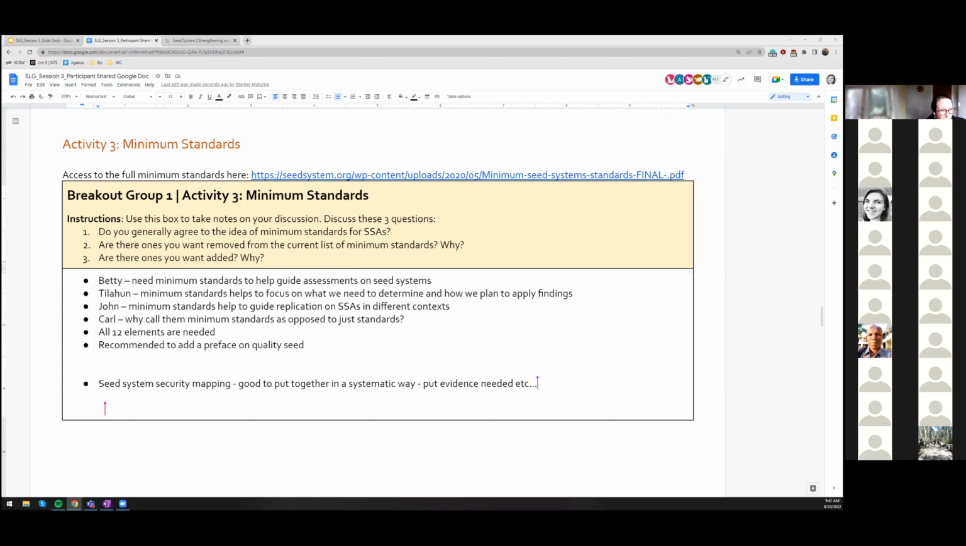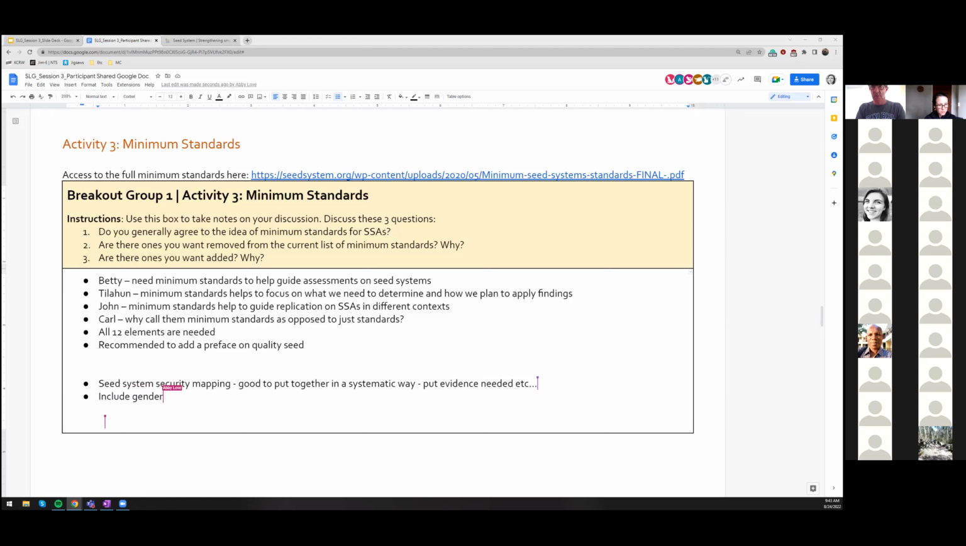Great, good to know. I'm glad we're all on board with the idea of standards or minimum standards. But then for group 1, were there any among the 12 that you would recommend adding or subtracting? Maybe just a few points from each group. Yeah, a few things were recommended from group 1, and I welcome the members to contribute, because some of the points were accidentally deleted when one of us was typing. One of the things was the issue of gender, that gender should be included in all the standards. And there was the point about seed system security mapping, which I would like our brother to comment on. Please go ahead. I know you agreed to expound on the mapping.